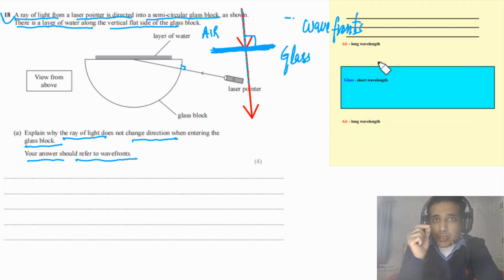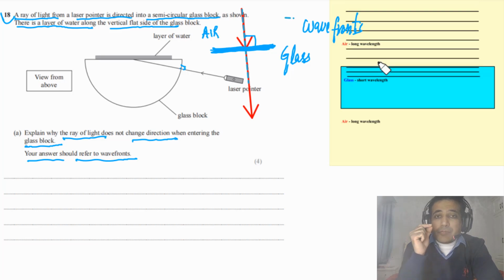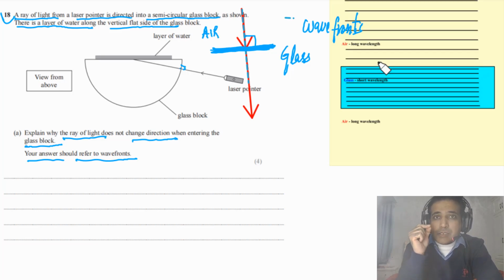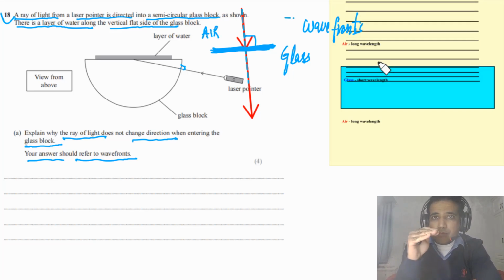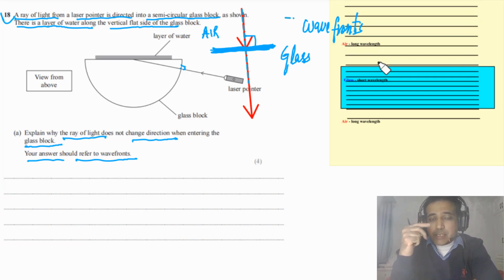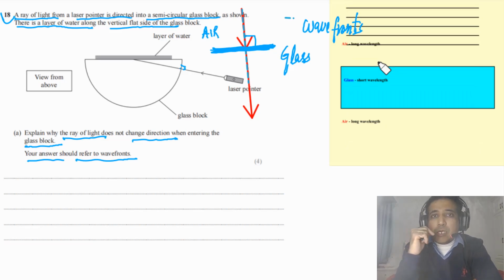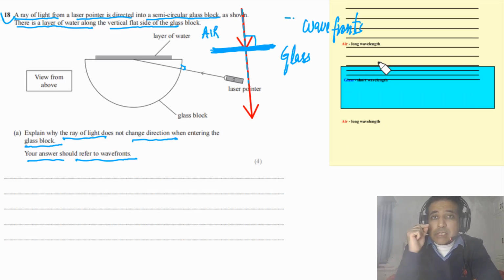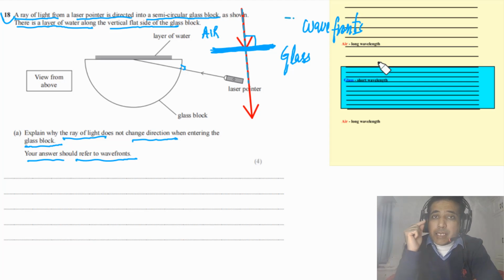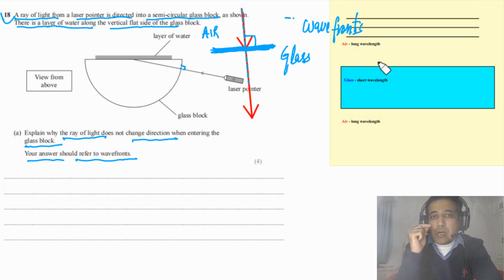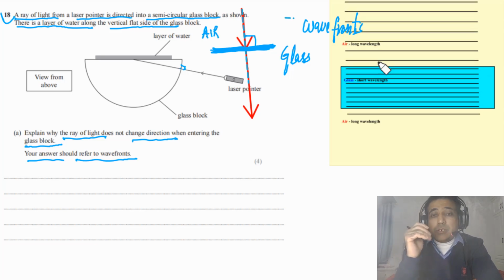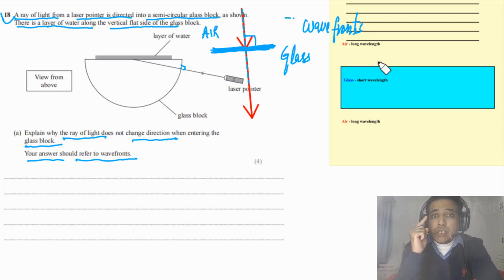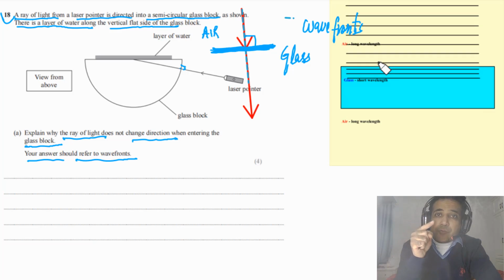All points on the wavefront enter the glass at the same time. The glass is a different medium with a higher refractive index, so they will slow down, but they will slow down by the same amount. As they slow down by the same amount, the direction will not change. Direction only changes if they slow down by different amounts.